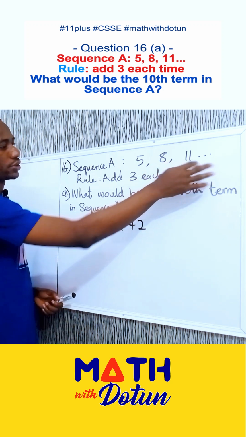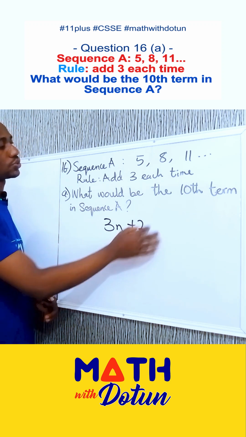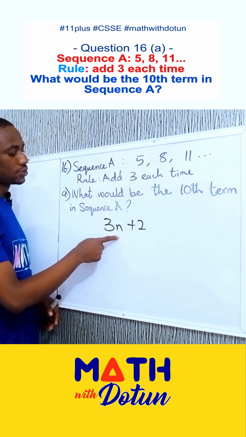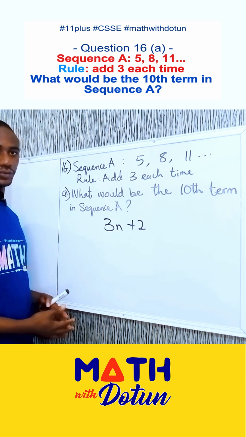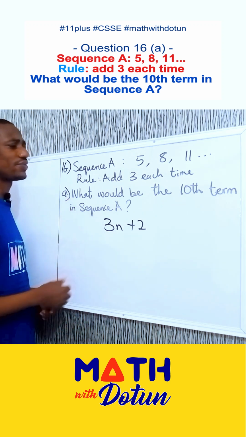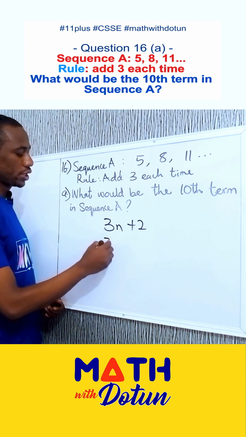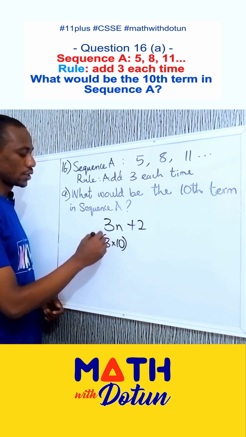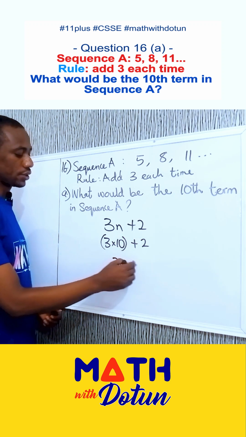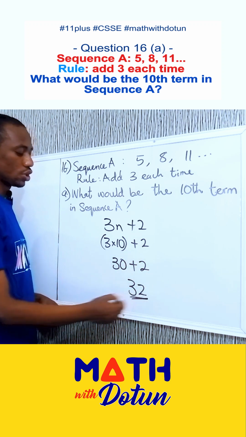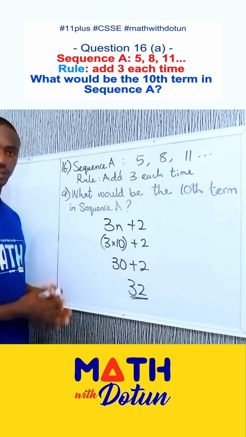You can confirm with the other terms. If you do 3 times 2 in the second term, 6, then plus 2, that will give you 8. 3 times 3 in the third term will be 9. 9 plus 2, 11. So we have the nth term rule. For this particular term, we're going to do 3 times 10, and then we add 2 to our answer. So 3 times 10 is 30, and 30 plus 2 is 32. So the 10th term of this sequence is 32.